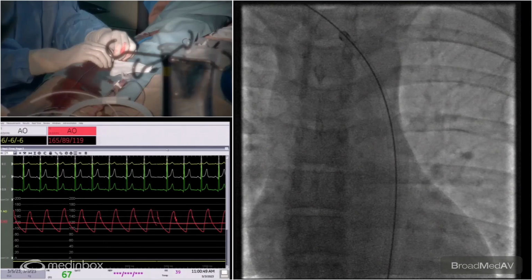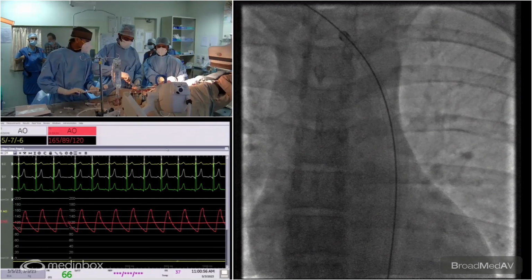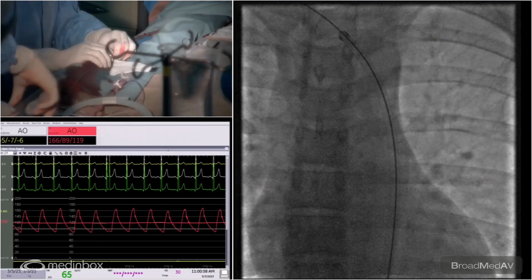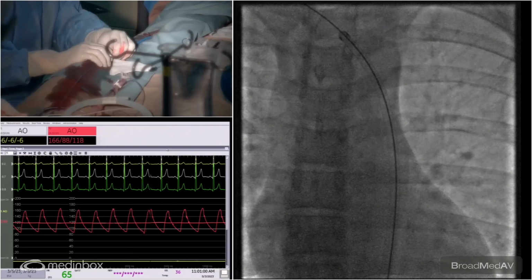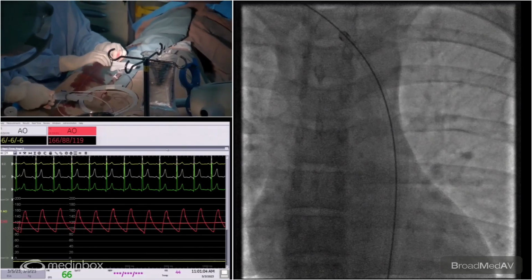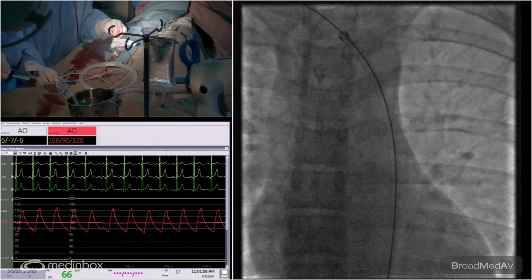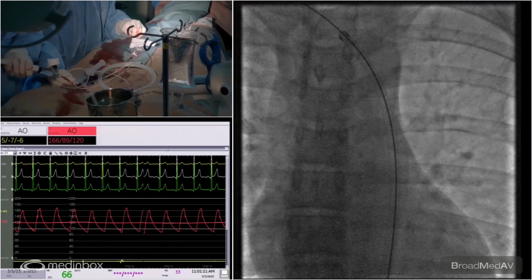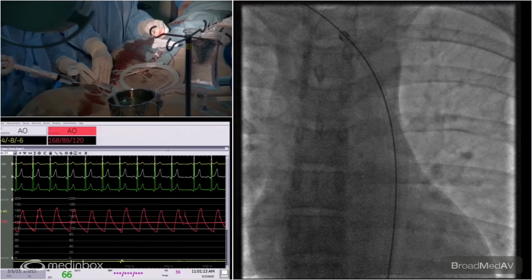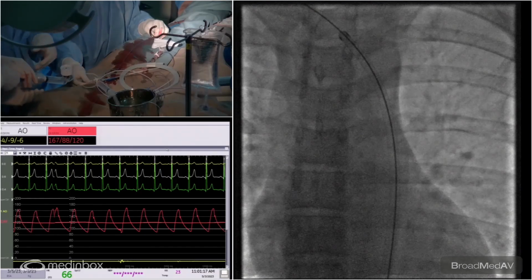So the 3-way is connected now to the balloon port. I'm connecting the side arm of the 3-way to the syringe. Just inject. Enough. So I give the contrast into the syringe. Turn it around. I'm giving a negative on the indeflator.